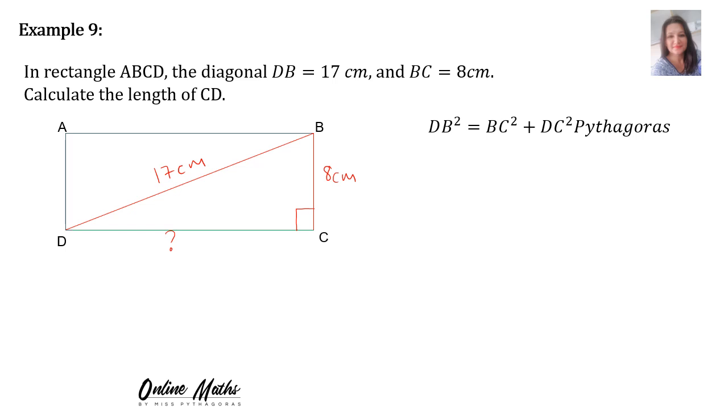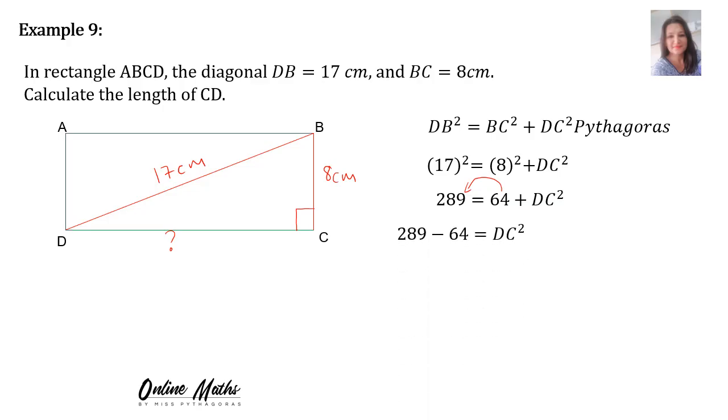So now we can fill in the values. So DB is 17 squared is equal to, and BC is 8 squared plus the DC squared. And then 17 squared is 289 equals 8 squared is 64 plus DC squared. And then in the next step, we're going to let the 64 walk across. And remember, when it goes across, it becomes negative. And then we find 289 minus 64 is DC squared. And 289 minus 64 is 225 is DC squared.